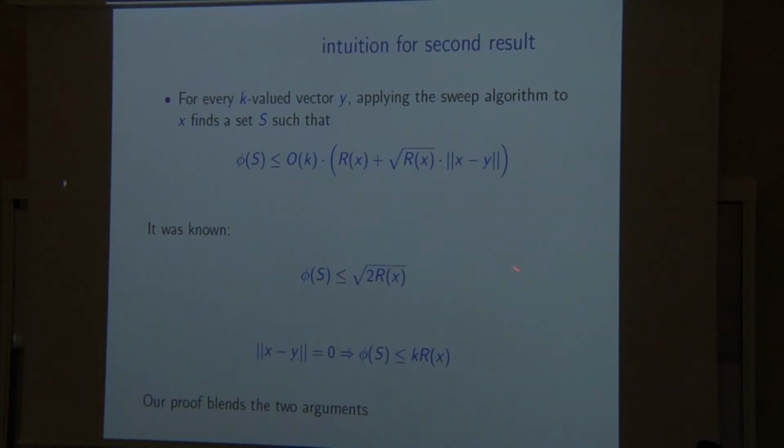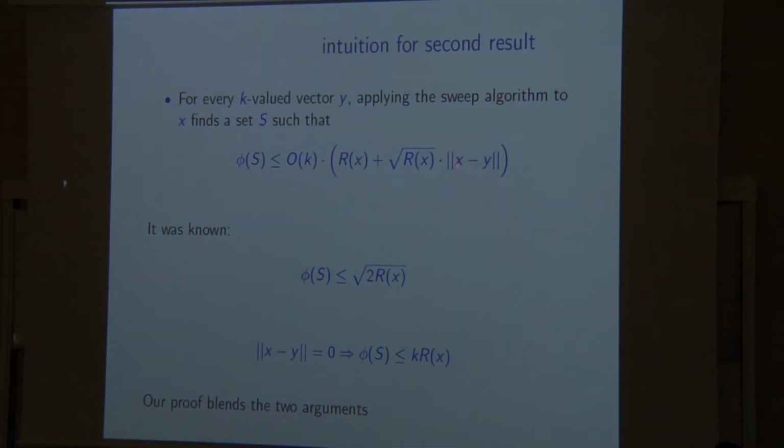For the second result, maybe one thing I can tell you is what would be the extreme case, where the distance from x and an approximation by a vector that has only 2k distinct entries is 0, so x itself has only k distinct entries. In this case, it's known that the sweep algorithm only loses a factor of k, which is sort of what's happening here.